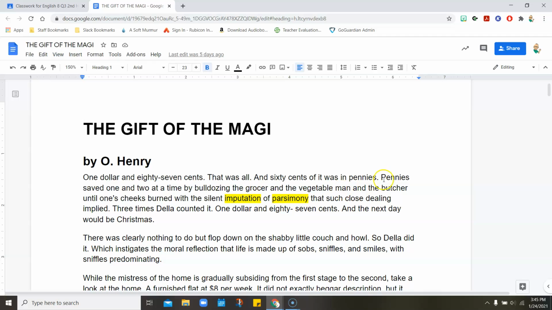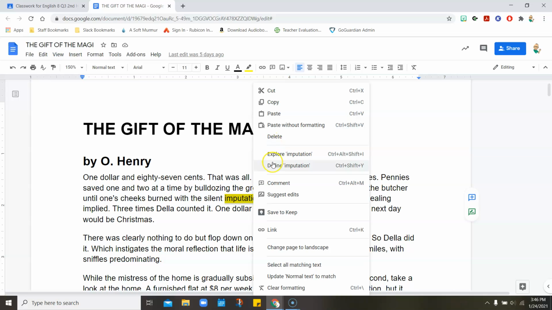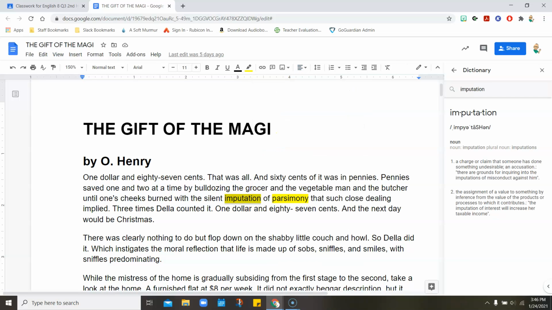Now, you're going to discover that a few of these words you can't look up in Google Docs. So I think like imputation, if you highlight it and right-click on it and go to define, I don't believe there is a definition for this one. Oh, I guess there is. So you will find definitions for them on here. Hopefully, you can find all of them, but if you can't, then you can always use a different source to look these words up.